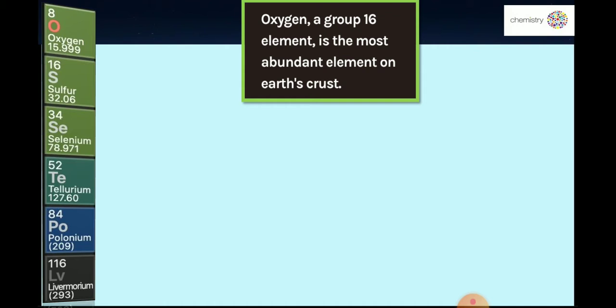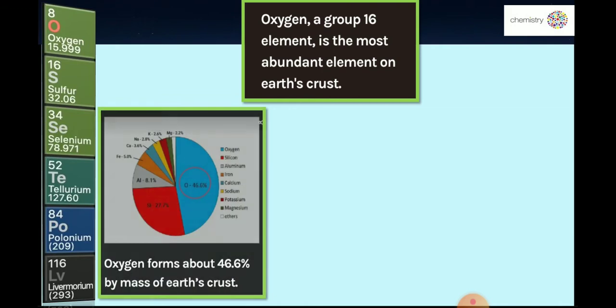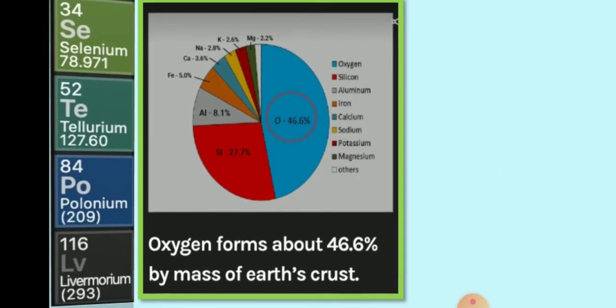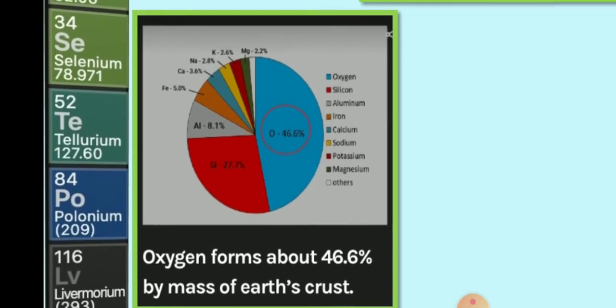The first member is oxygen. It's the most abundant element in the earth crust. Look at the graph. Oxygen forms about 46.6% by mass of the earth crust. That means if you consider the mass of the earth crust as 100%, out of that 100%, nearly 50%, 46.6, almost half of the mass of the earth crust is composed of what?